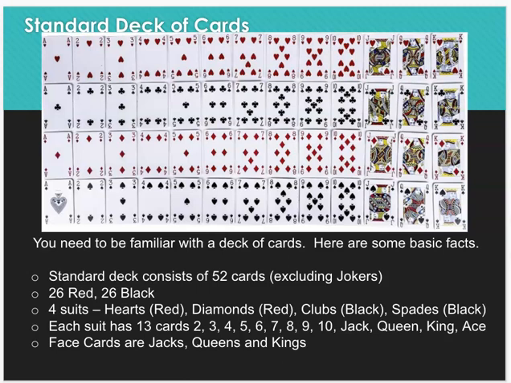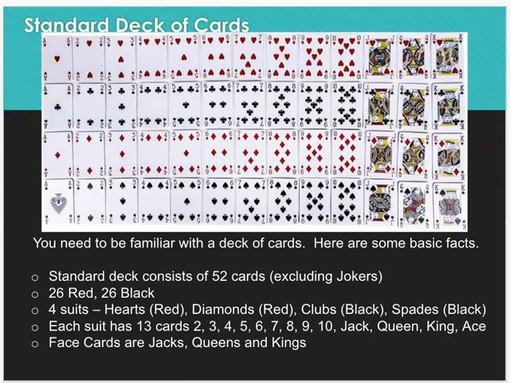There are 4 what we call suits in a deck of cards. There are hearts, which are red, diamonds, which are red, clubs that are black, and spades that are black. Within each suit, there are 13 cards. They are numbered 2, 3, 4, 5, 6, 7, 8, 9, 10, and then Jack, Queen, King, and an Ace. The Ace is the one with an A on it.